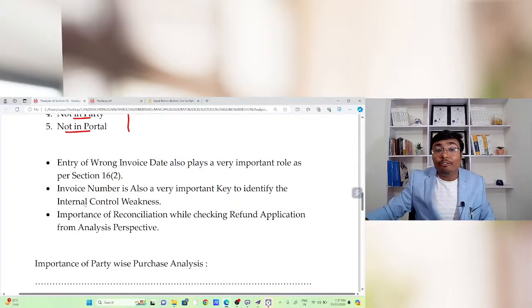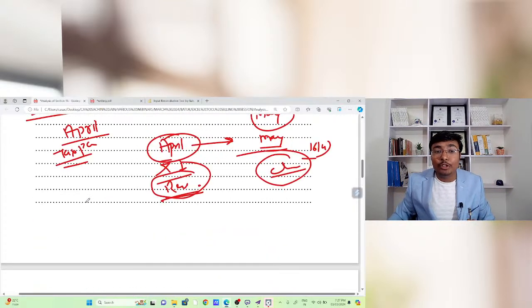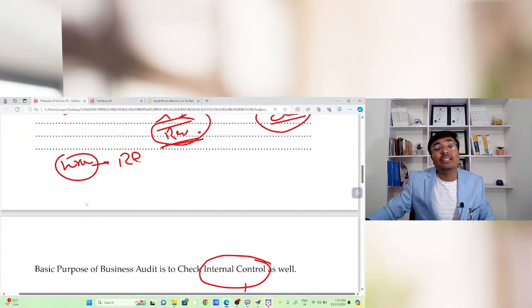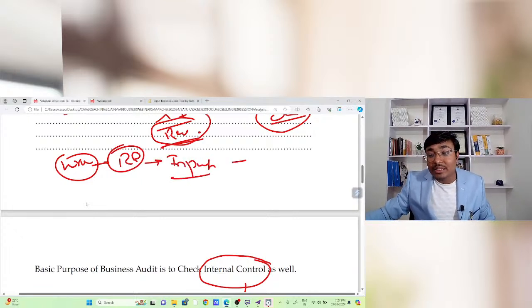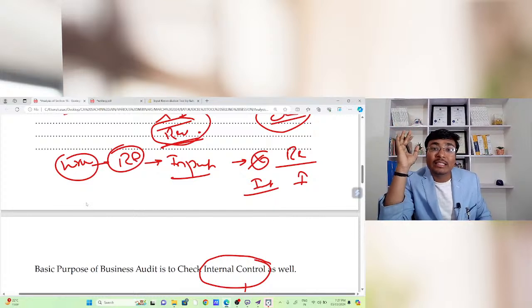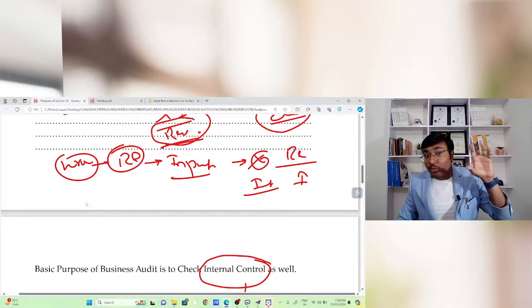Now entry of wrong invoice date also plays a very important role. So आपको time of supply का importance यहाँ पे पता चला होगा. If I am going to put any wrong date, or if I am going to claim any input tax credit before receiving the goods, in that case that input will not be allowed to me, and at the time of business audit, the department is going to reverse the same, and you also need to pay the interest. And now if you are going to say that now I want to claim the input tax credit, in that case also you will not be eligible to claim that input tax credit. That is the effect.